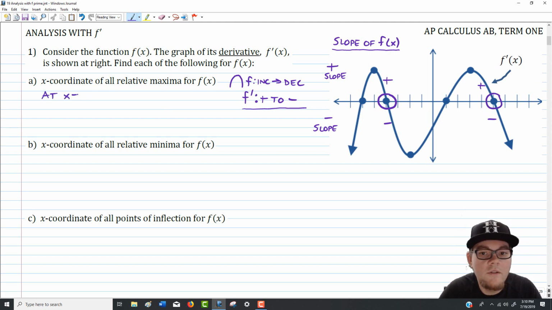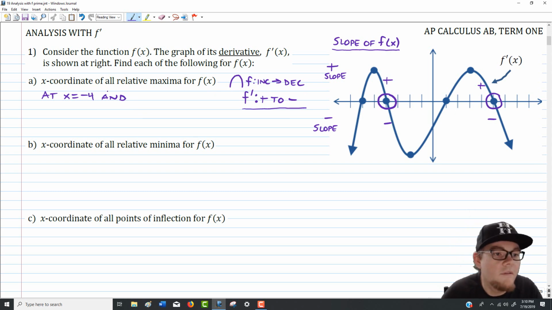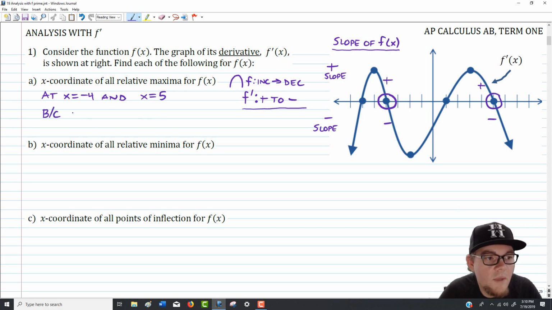Those 2 coordinates are going to be at x equals, it looks like negative 1, 2, 3, 4. So there's a relative maximum at negative 4, and there's going to be a relative maximum at 1, 2, 3, 4, 5. And although, again, it did not ask us to justify, if we wanted to, we could say that the reason is because f prime changes from positive to negative.